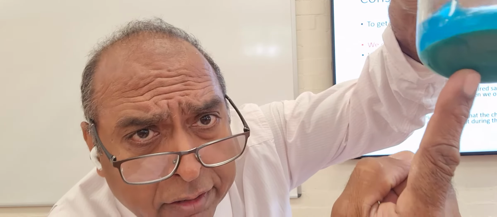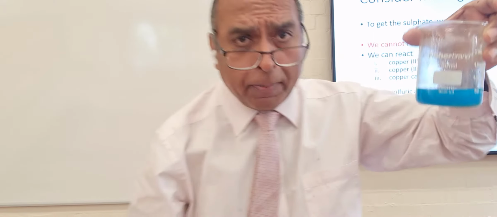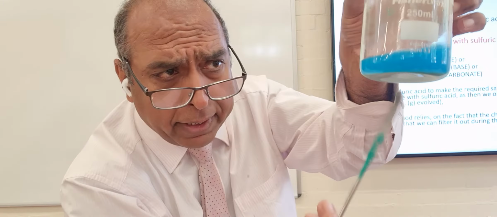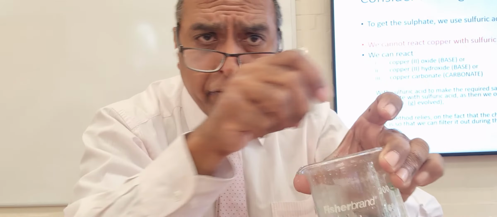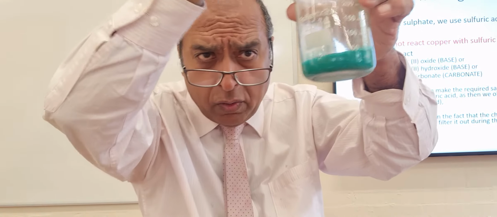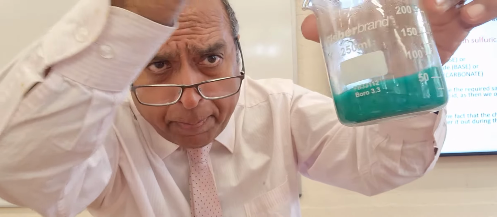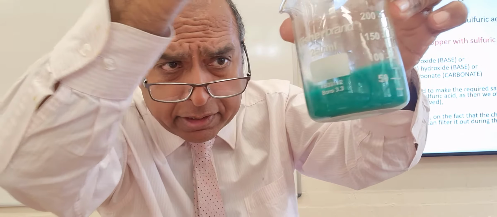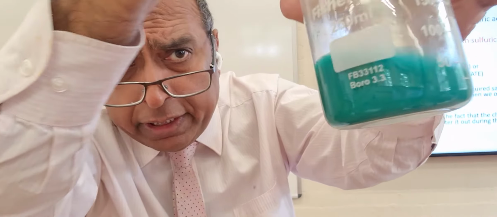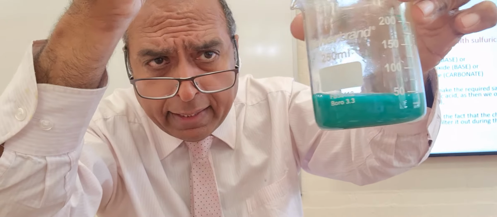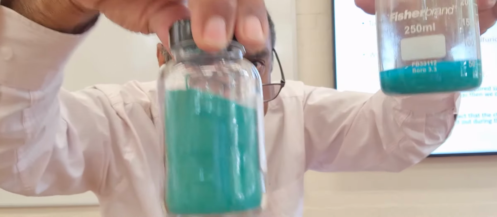The green solid at the bottom proves it's excess copper carbonate. Even if I stir it up, there's no further reaction. The only way there can be no further reaction is if the green copper carbonate is present in excess. And when I stir it up like this, can you see? I get a greeny blue. And when I leave it, I get a proper blue at the top and green at the bottom because copper carbonate is green.